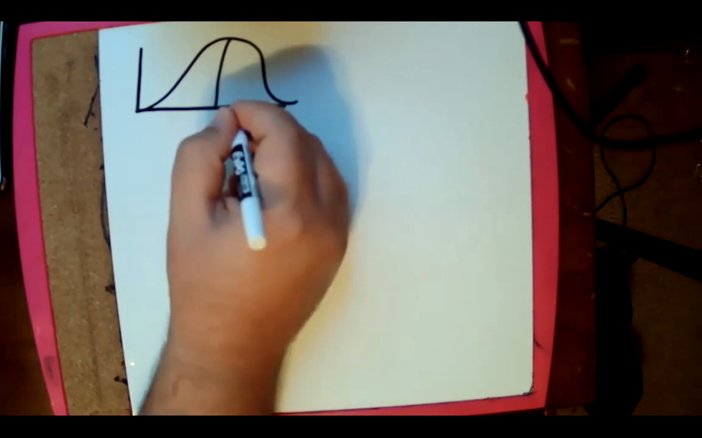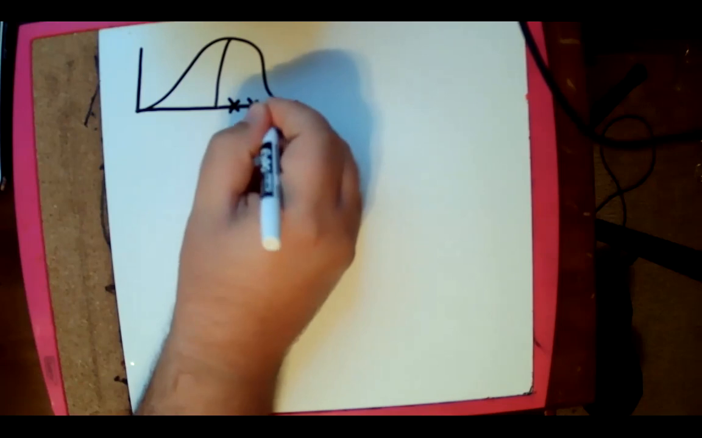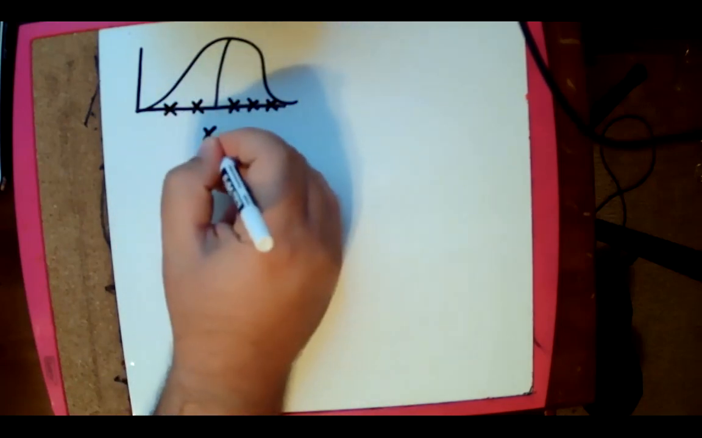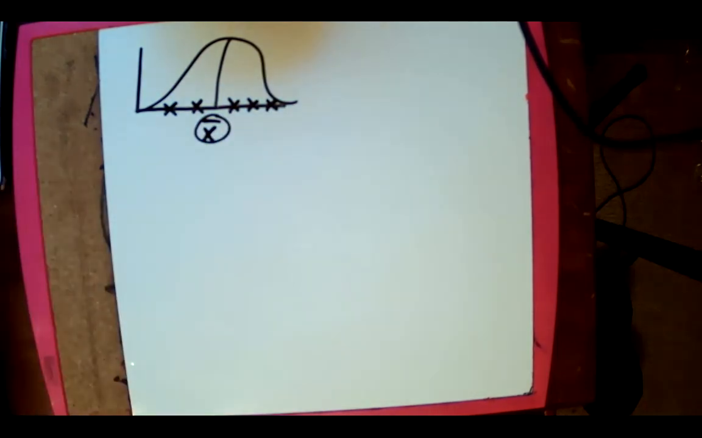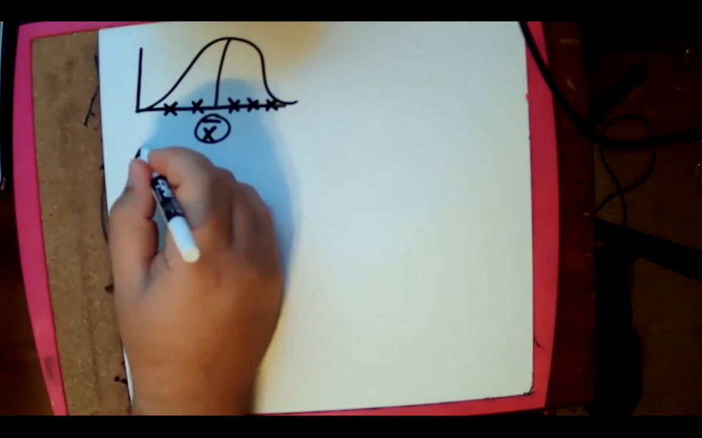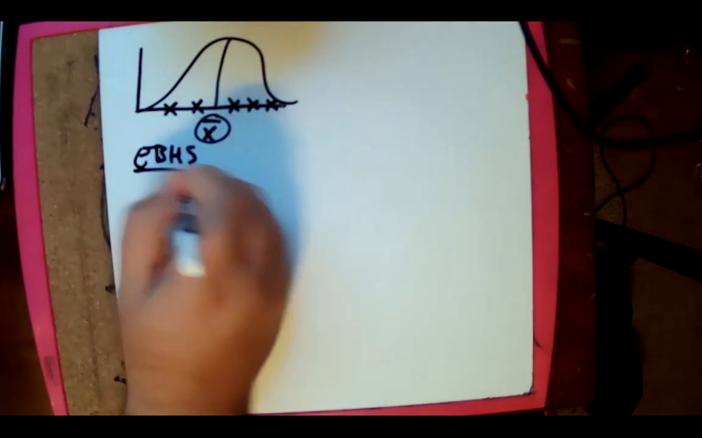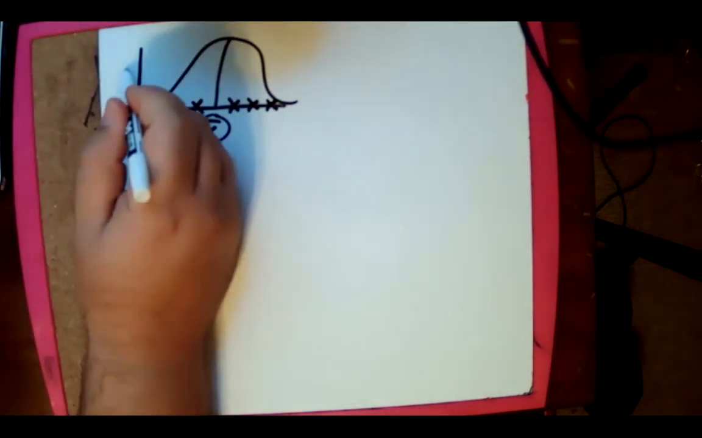So all these individual scores will be X's along this X axis. And right in the middle, we have the average score for the students at East, the X with the bar over it. So let's say this is EBHS. Here's the frequency, and here are our test scores.